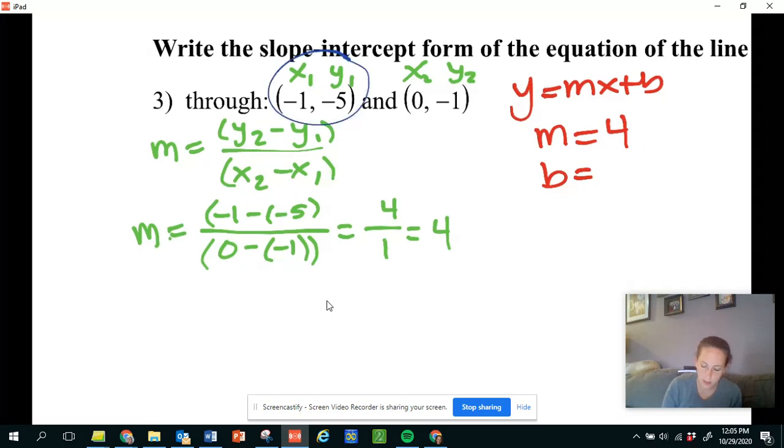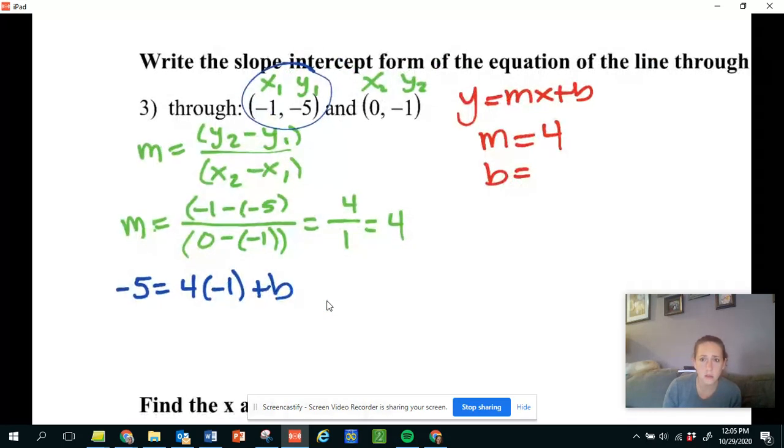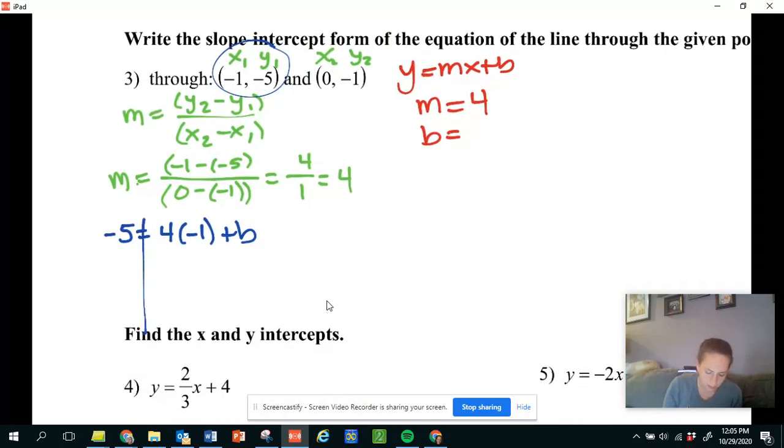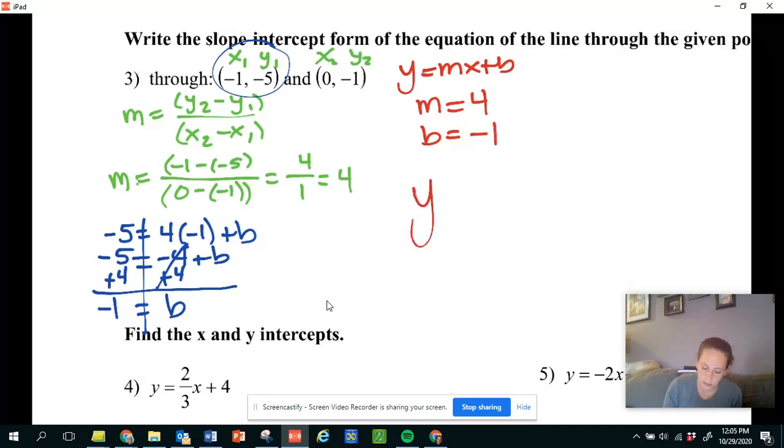I'm going to use this point. So my y is -5, m is 4, x is -1, and I don't know what b is yet. So I'm going to solve, but first I'm going to multiply those together. I get -5 equals -4 plus b. To get b by itself, I'm going to add 4 to both sides. So those cancel, and I get b equals -1. Now that I know both m and b, I can put them in the equation. So I get y equals 4x minus 1.